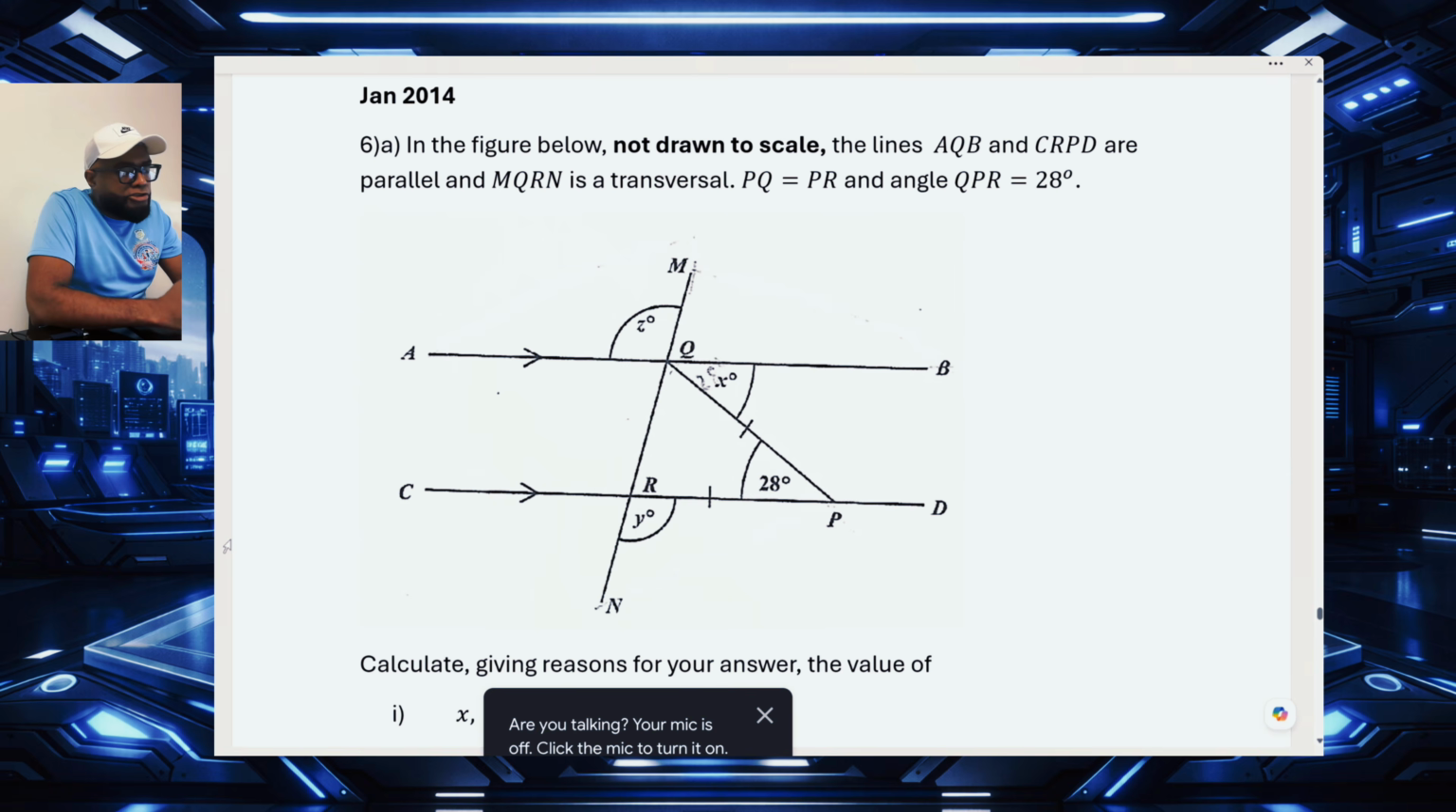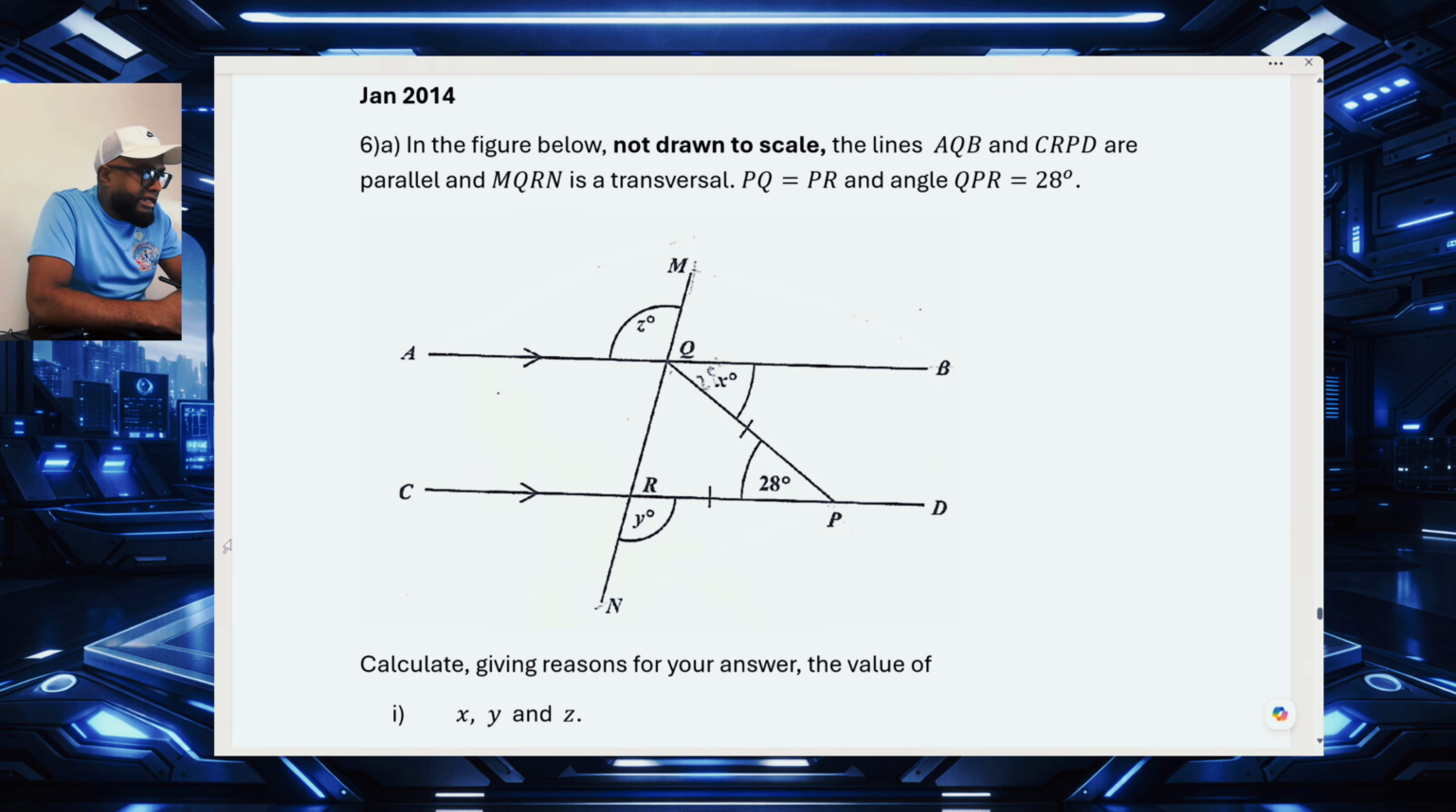Everybody good there? January 2014. It says in the figure below, not drawn to scale, meaning you can't take a protractor and measure these angles. It is not drawn to scale. The lines AQB and QRPD are parallel. What does parallel mean again, Dominic? What does it mean for two lines to be parallel? Parallel means two lines that are facing the same direction but never touch. You're running side by side, they never touch.